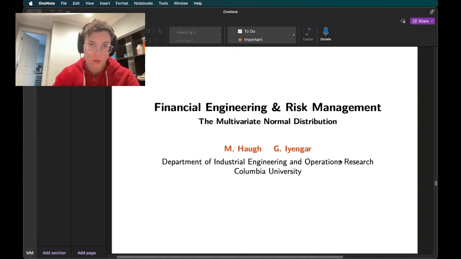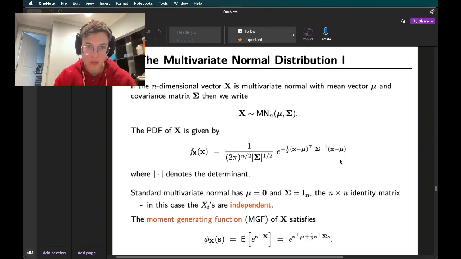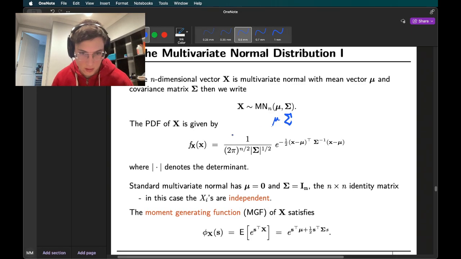Hi everybody, today we're going to talk about the multivariate normal distribution. If the n-dimensional vector x is a multivariate normal with mean vector mu and covariance matrix sigma, then we write x is multivariate normal with mean vector mu and covariance matrix sigma. It's just by definition, just notation. The PDF of x is given by, so this is the probability density function, right?